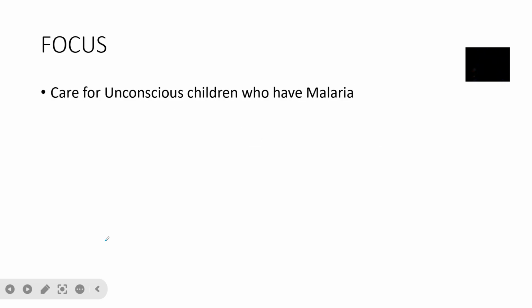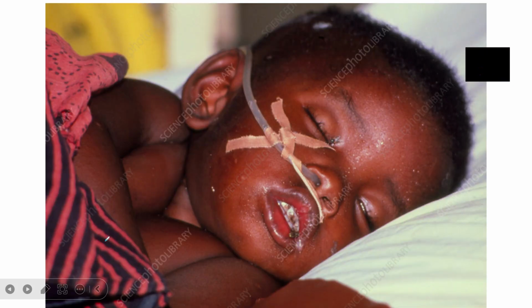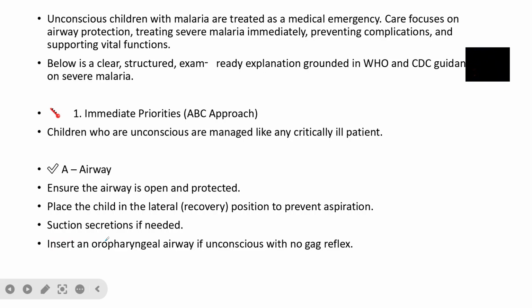So this question is more like we should discuss the type of care you give to a child who has malaria, who has become unconscious. Do you understand? So it's not just the normal malaria treatment. This one, you are dealing with a child that has actually become unconscious due to malaria. It's a very severe case, right? So the type of care you give to a child that has malaria that has actually become unconscious.